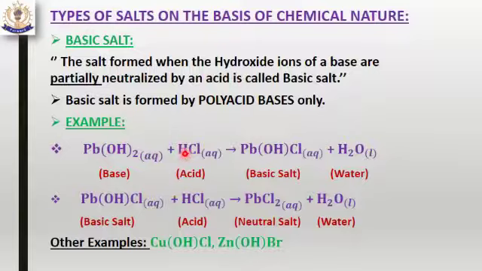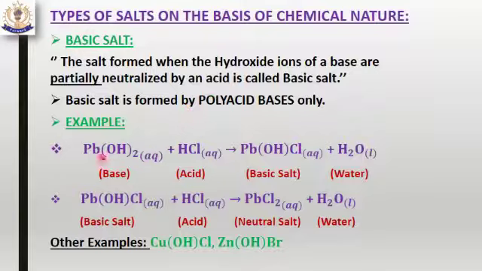Partially neutralized, because you can see this base contains two hydroxide ions and this HCl contains only one hydrogen ion. So this one hydrogen ion can only react with one hydroxide ion at a time, and when it reacts with a hydroxide ion, it forms water. You can see that this Pb(OH)2 becomes Pb(OH). One OH is attached to hydrogen and forms water, and this Cl combines with this Pb(OH) and it forms basic salt. Basic salt is formed by polyacid bases only.